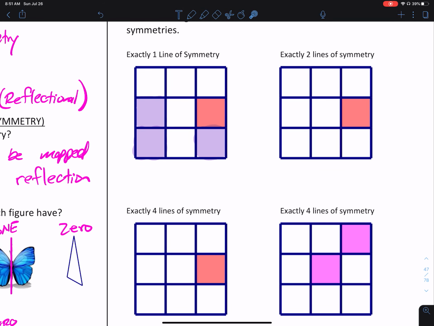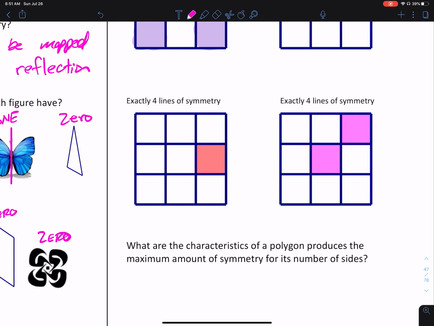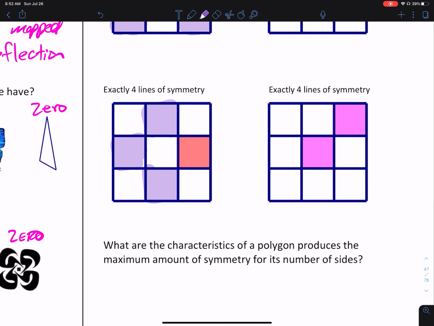Number 2, 2 lines of symmetry. I'll just do what I did first on the last one. This right here has a horizontal and vertical line of symmetry. Exactly 4 lines of symmetry. So we want this figure as symmetric as possible, because that's the most we can get out of this square. Someone else might come along and say, I'm just going to color in every square. That would work. This next one, 4 lines of symmetry. The middle one is colored in. I'm going to color in all the corners. That has 4 lines of symmetry.